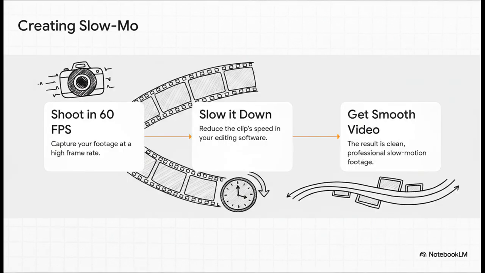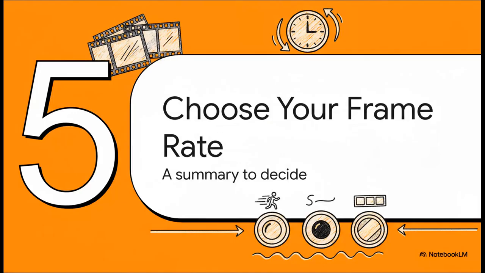And the process is actually incredibly simple. First, you just film whatever you want in 60 frames per second. Then you take that clip, you drop it into your editing software, and you just slow it down. Because you started with so many extra frames, the final slow motion looks incredibly clean and professional. It's not choppy or stuttery, it just works. It's beautiful.